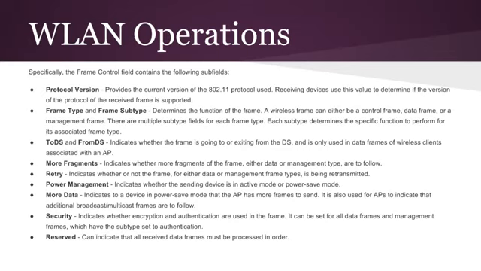Then we have more fragments, which is just indicating if there are more fragments. The retry, which indicates whether or not the frame for either data or management frame types is being retransmitted. Power management indicates whether the sending device is in active mode or power save mode, and more data indicates to a device in power save mode the access point has more frames to send. Security indicates whether encryption and authentication are used in the frame, and the reserved field can indicate that the received data must be processed in order.